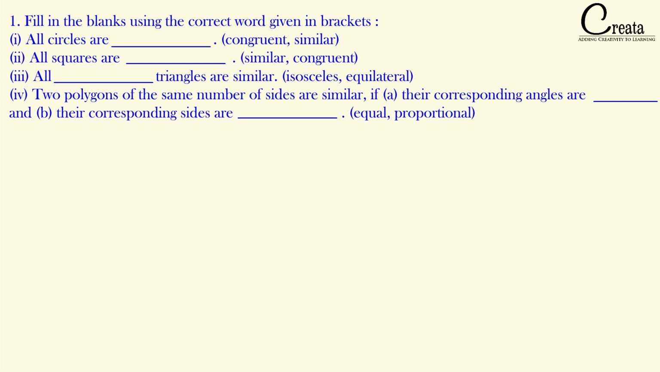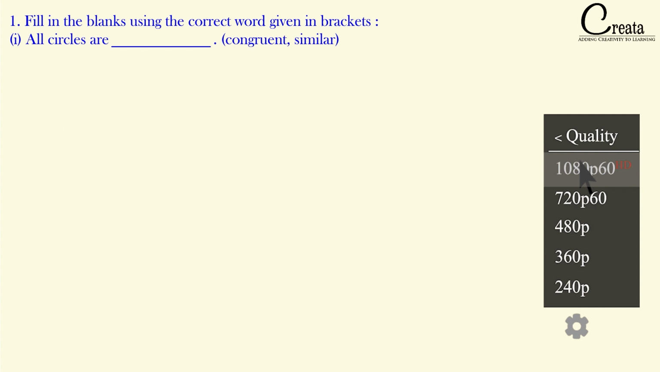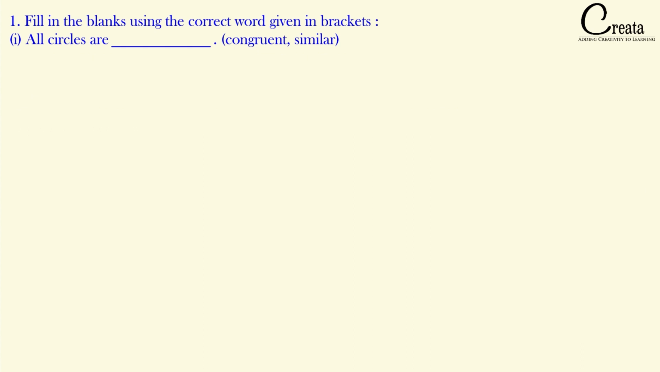Best of luck. Let's start with question number 1. Question number 1 is fill in the blanks using the correct word given in the bracket. It has 4 parts. Let's check all the parts one by one. The first part: all circles are dash, with the options in the bracket being congruent, similar.